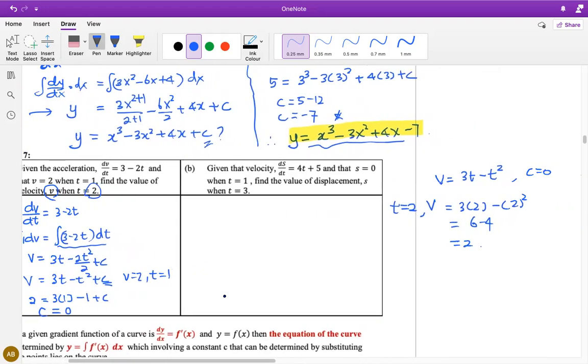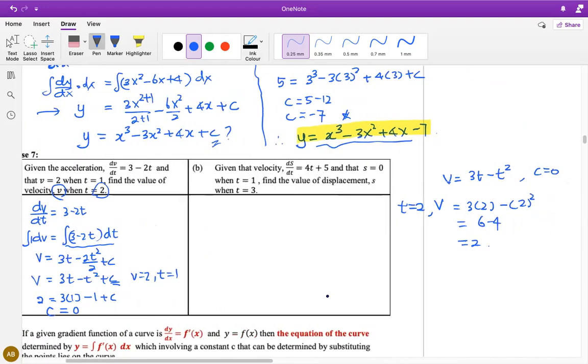Okay, let's go to B. So the same concept. Now ds/dt equals 4t plus 5, and s equals 0 when t equals 1. Find the value of the displacement s when t equals 3. So we start with ds/dt equals 4t plus 5. Okay, so I like to do this: ds equals the integral of 4t plus 5 dt.